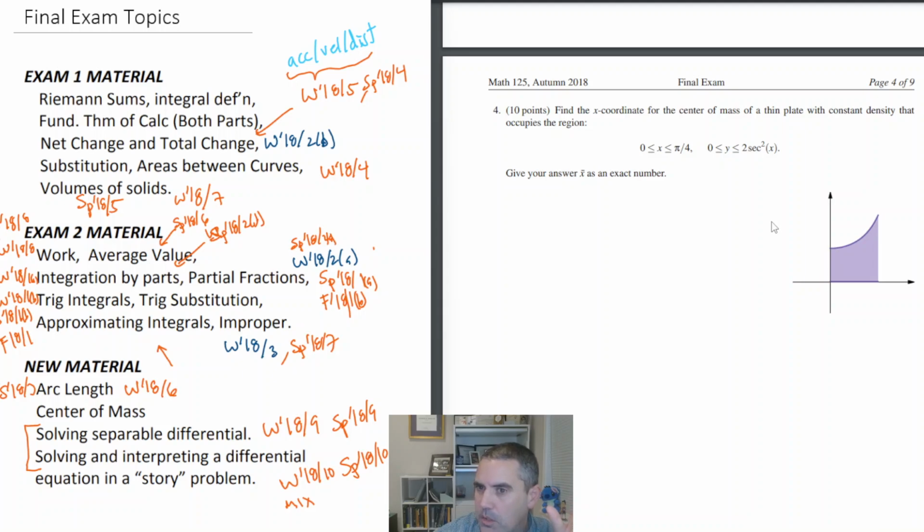We have a center of mass question, so we would need those formulas. That's a pretty common question. I'm surprised we haven't encountered it yet. So don't assume just because it wasn't on those first couple exams it won't be there. But the center of mass question is really just asking you to compute an integral.